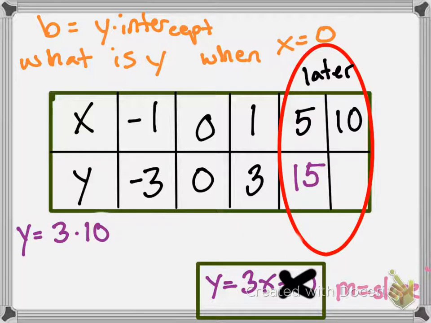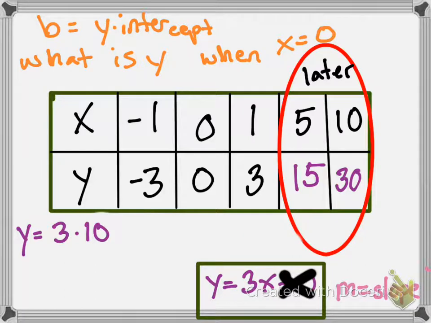Similarly, now I'm going to plug in my 10, my other value. And what is y equal to, Matthew? Perfect. We get 30. So what we're noticing here is even though this is an increase by 9, it's because this is not an increase by 1. It's an increase by 4. So that doesn't make our equation 9x.